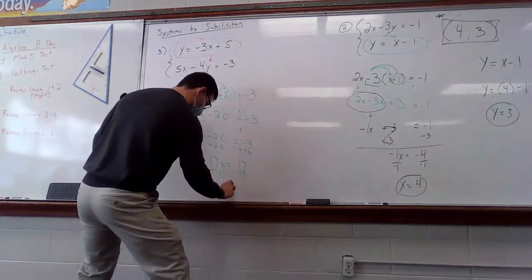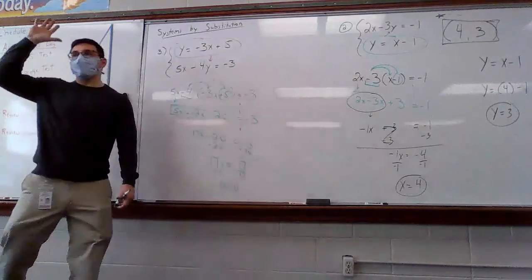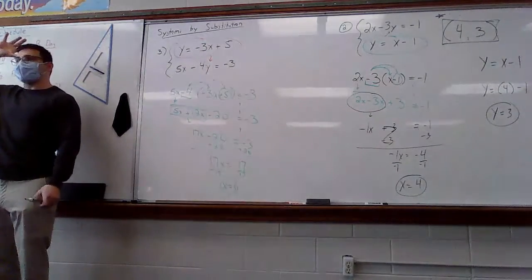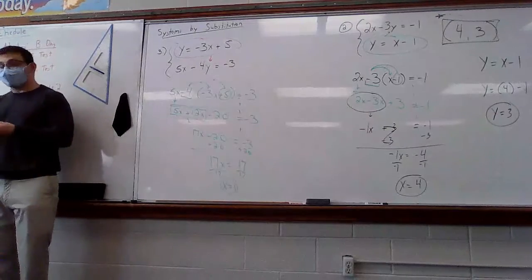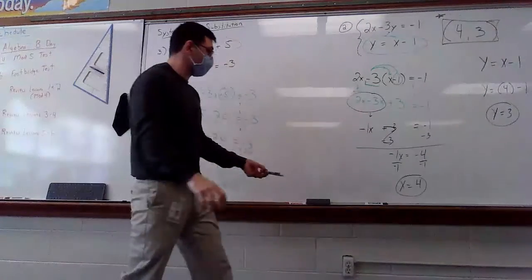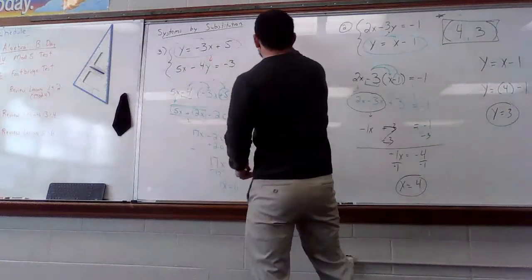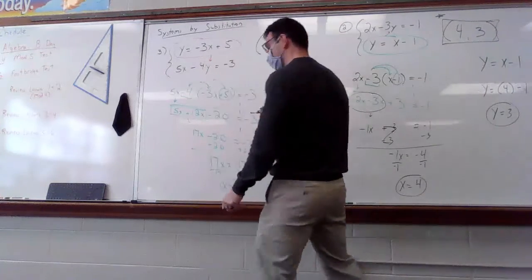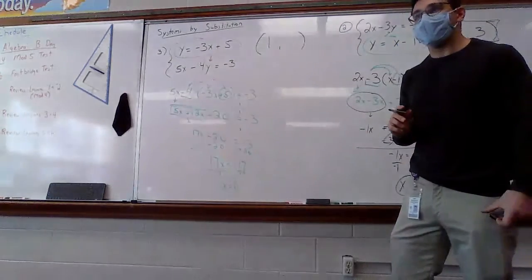So x equals positive 1. Give me one moose antler if we got x equals positive 1. Yeah, we saw about 70% of this class get x equals positive 1, which is awesome. So now I've got 1 comma. And we got to go again.